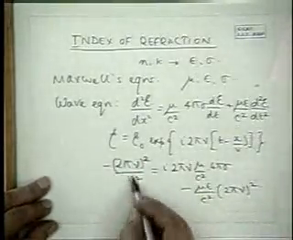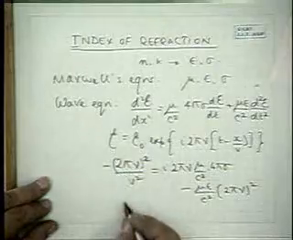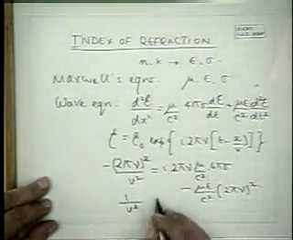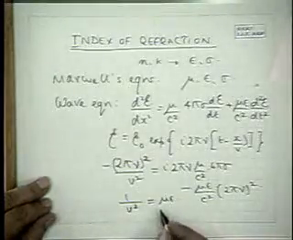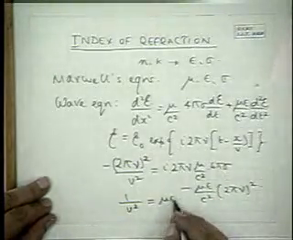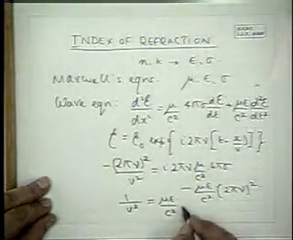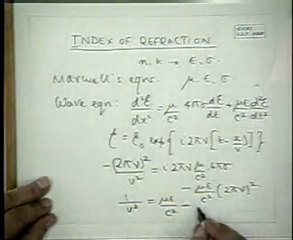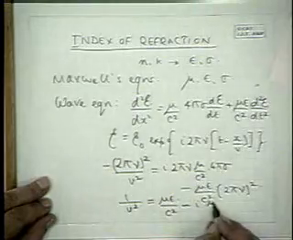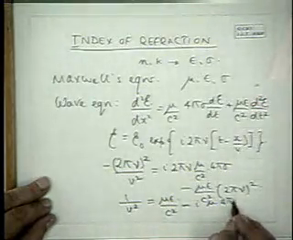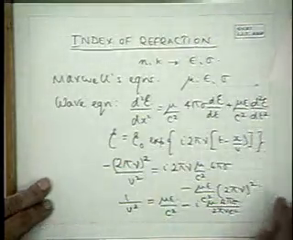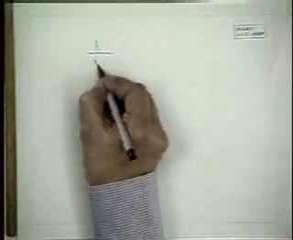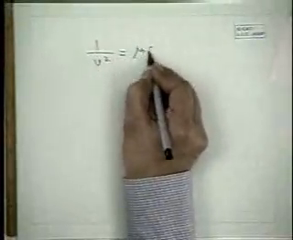Or if we simplify this, we cancel the 2 pi nu. It's 1 by v squared is equal to mu epsilon over c squared minus i mu 4 pi sigma by 2 pi nu c squared. Let me just rewrite that. 1 by v squared is equal to mu epsilon.